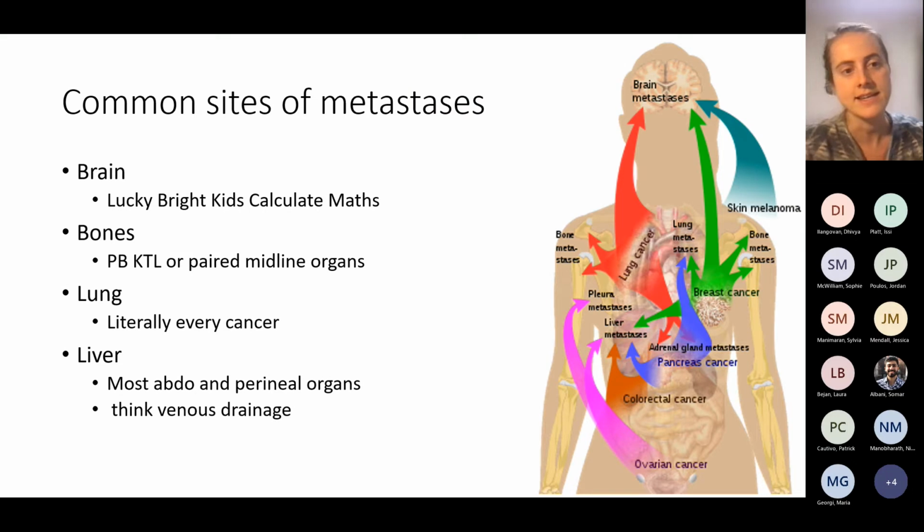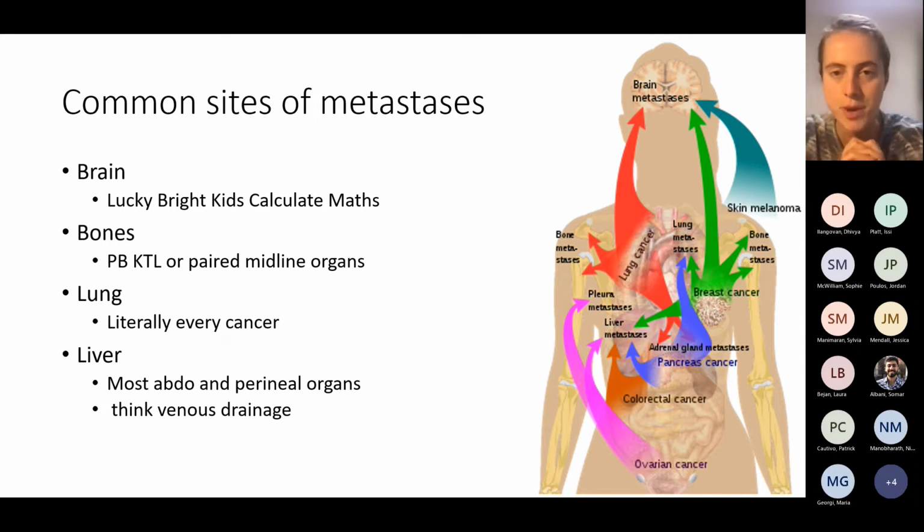We'll talk a little bit about metastases. So really common sites are the brain, the lungs, the liver, and it's worth knowing which cancers spread where. So does anyone know which are the commonest cancers that spread to the brain? Yeah, very good. So this is my little mnemonic, you don't have to use it: so lucky bright kids calculate maths. So lungs, breast, kidneys, colon, and melanoma.